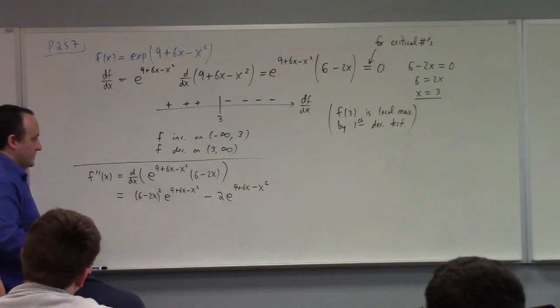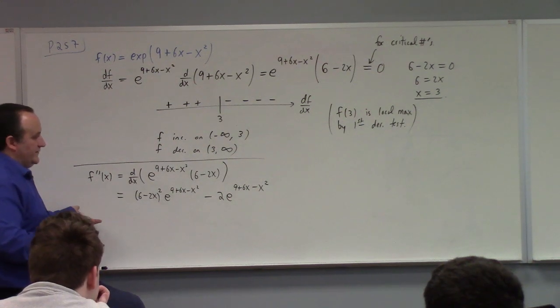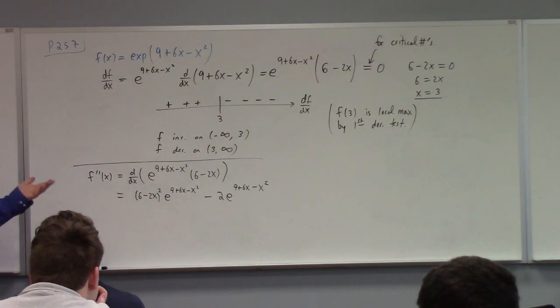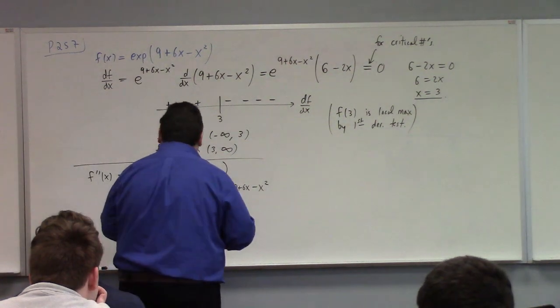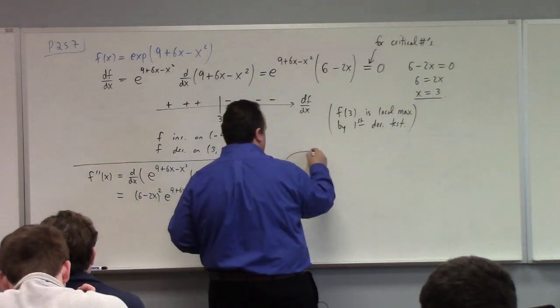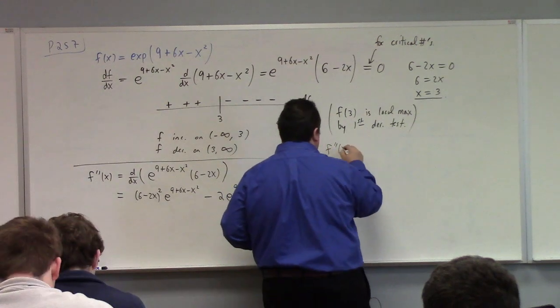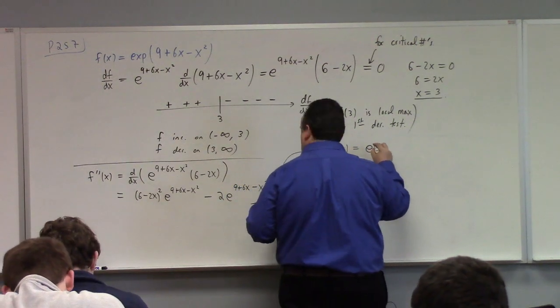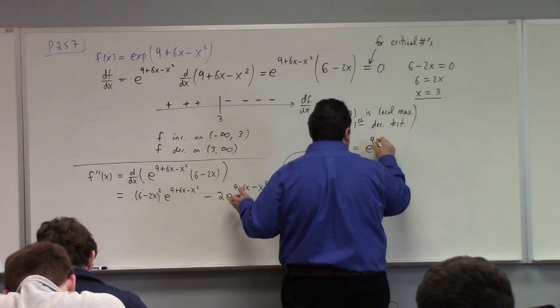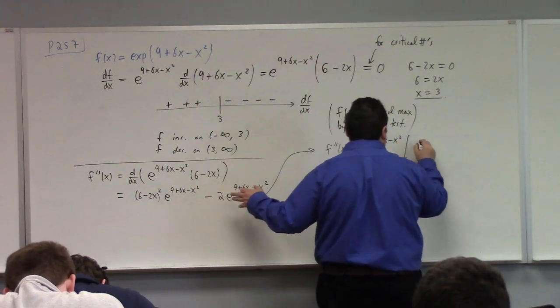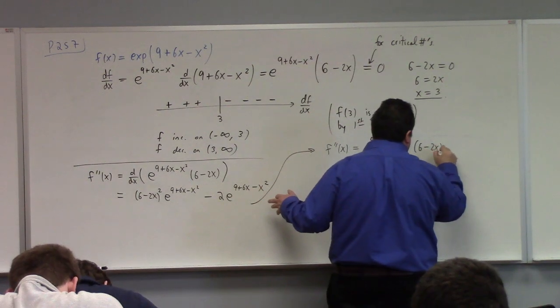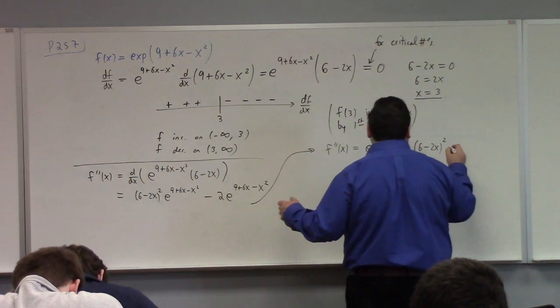Now, don't stop there, because you're next going to look for places where this is 0. So it's imperative that you simplify this. I'm going to do it up here so you can see it. F prime prime of x is e to the 9 plus 6x minus x squared times 6 minus 2x quantity squared minus 2.